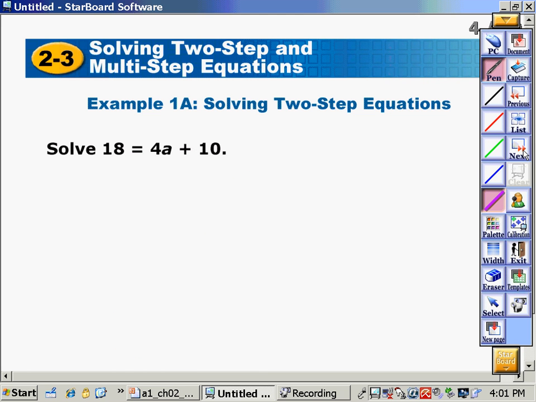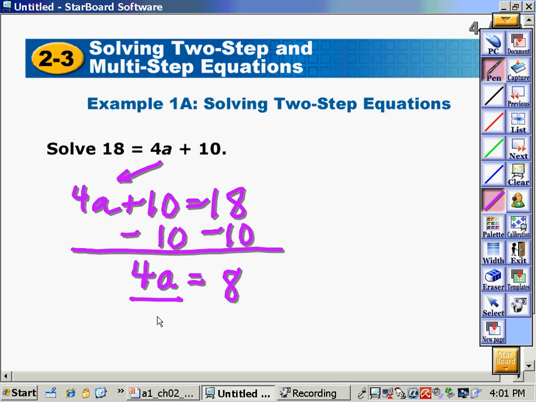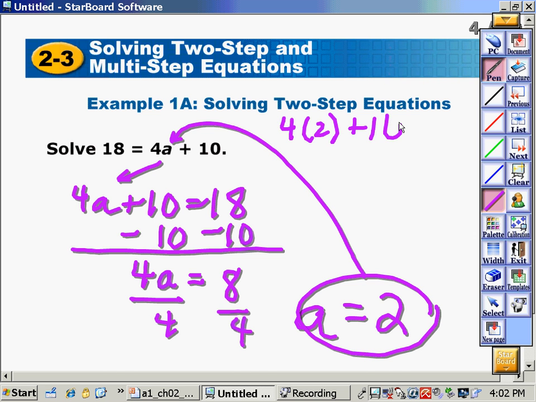Let's try another one. Okay, next one. This problem is written backwards. You can either leave it and proceed, or you can rewrite it. Just for fun, let's rewrite it. Again, using opposite operations, 10 is added, so I'm going to subtract it. I'm going to drop the 4a. Opposite of multiplying by 4 is to divide by 4. And a is 2. What we can do with that 2 is plug it back into the original equation to see if it equals 18. So 4 times 2 plus 10, as you can see, this equals 18, so you are right. Great job.